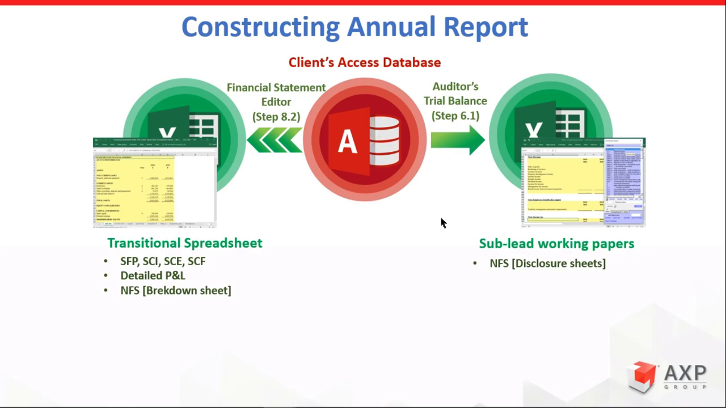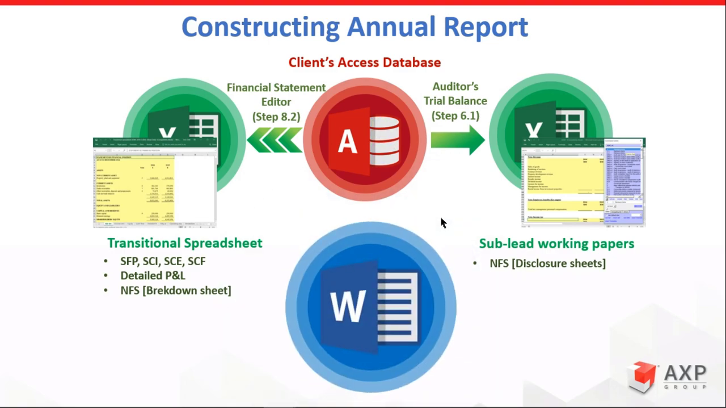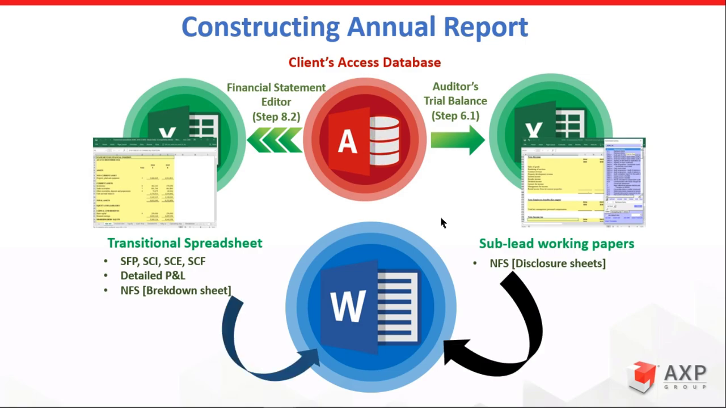we will use the software function. First of all, we will create the audit working paper, the annual report, by using this Word file. Then we will transfer the figures from these two Excel files into the Word file.